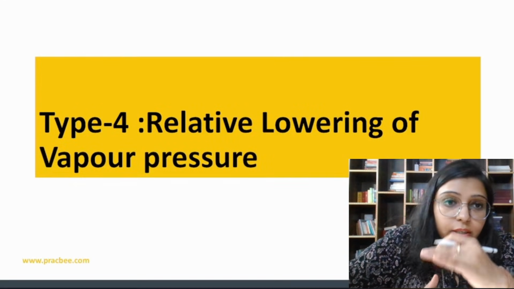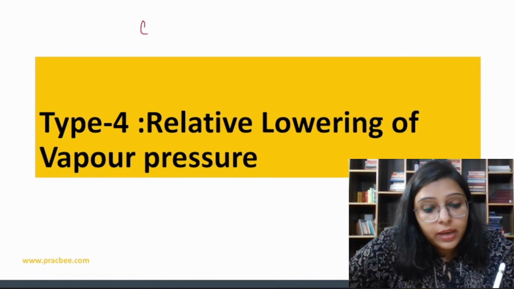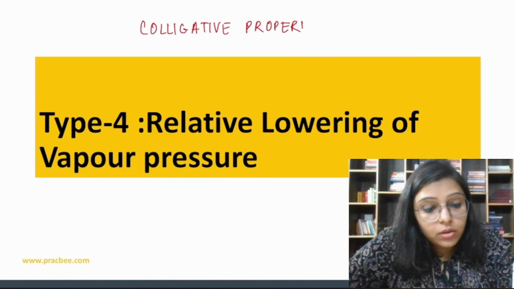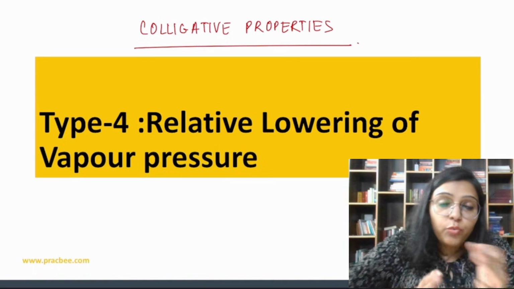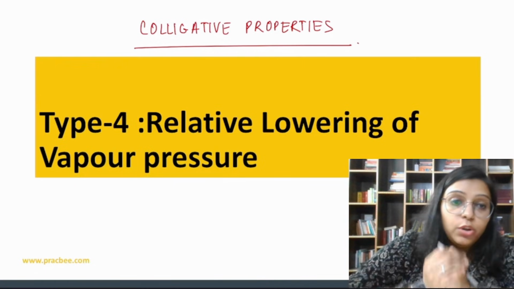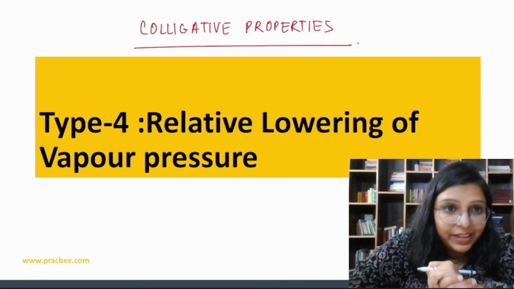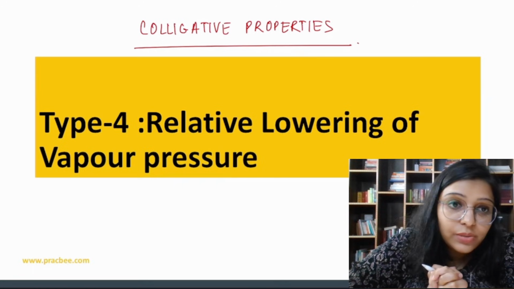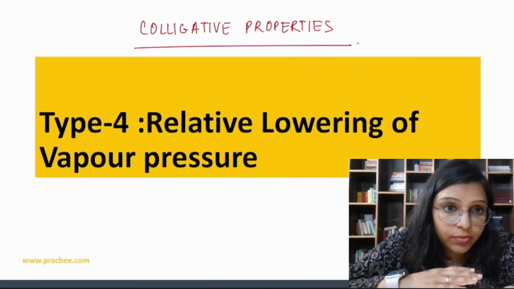Now we are moving to the next type of question, which is based on relative lowering of vapor pressure. So here we have the part of colligative properties. Colligative properties are dependent on the number of moles of solute particles. So what happens when we add a non-volatile solute in the solvent, not in the mixture? Vapor pressure decreases.